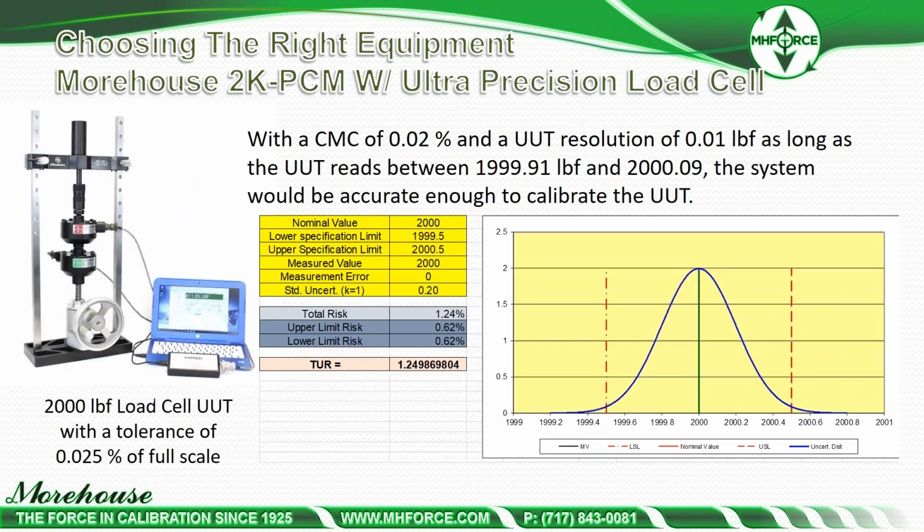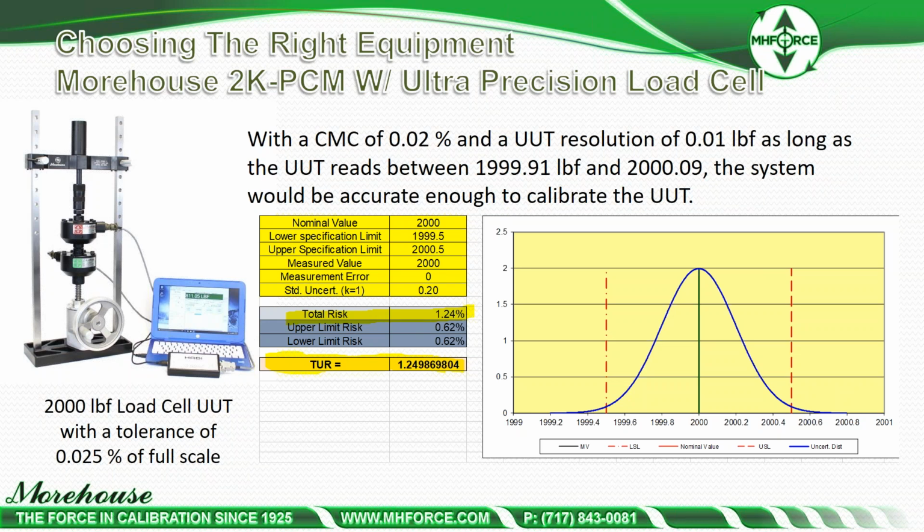Everything is good. So the next one, 2,000-pound load cell UUT with a tolerance of 0.025% of full scale. So as long as the UUT reads between 1999.91 and 2000.09, the system would be accurate enough to calibrate the UUT. Look here, the TUR is basically 1.25, and total risk is 1.24. So if we're keeping that total risk under 2%, we need to be between 1999.91 and 2000.